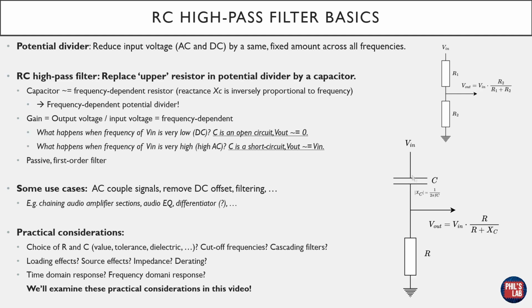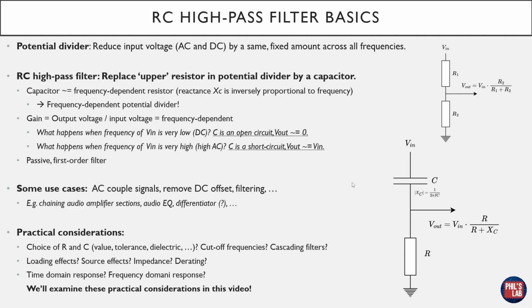So the higher the frequency, the lower the reactance of the capacitor, and the lower the frequency, the higher the reactance of the capacitor. Therefore, we've transformed our potential divider into a frequency-dependent potential divider. A term we will look at quite often in this video is called the gain, which is the ratio of the output voltage divided by the input voltage. And for the RC high-pass filter, as was the case with the RC low-pass filter, this is frequency dependent.